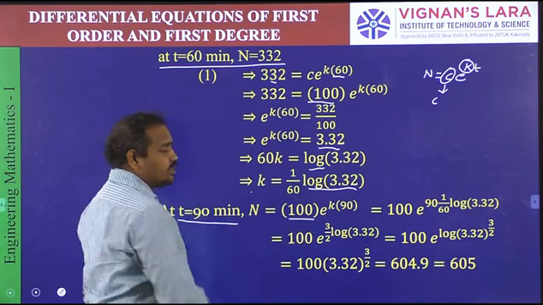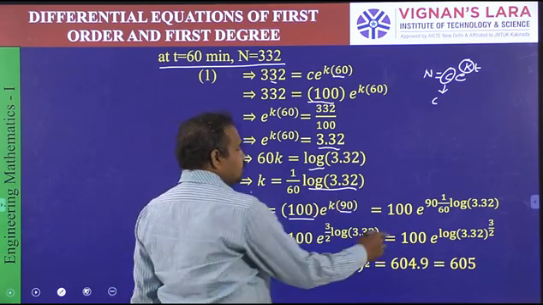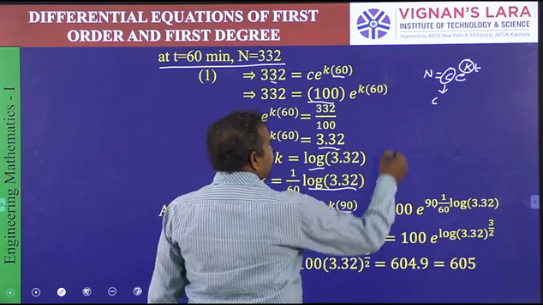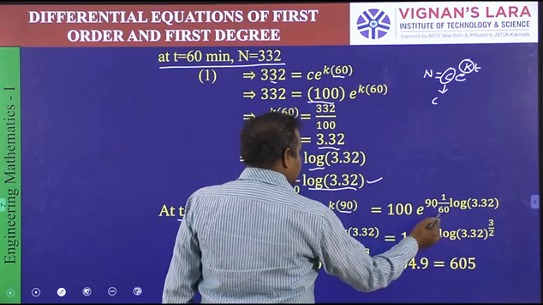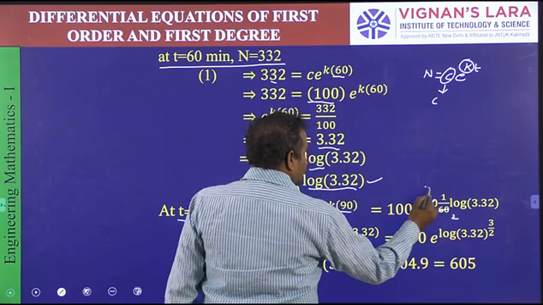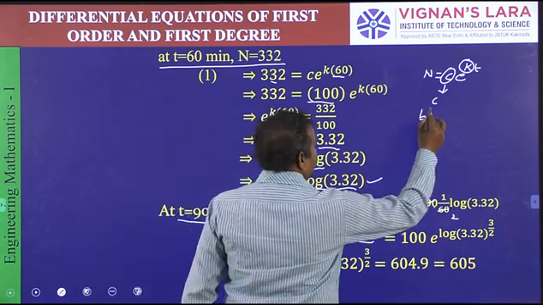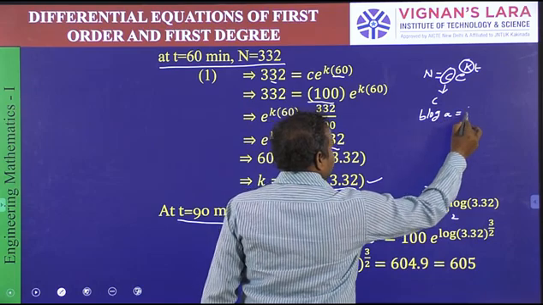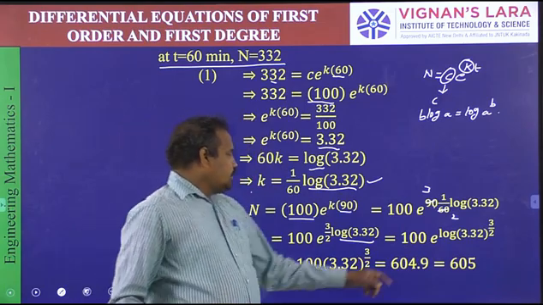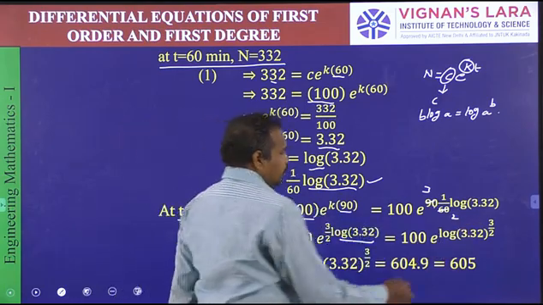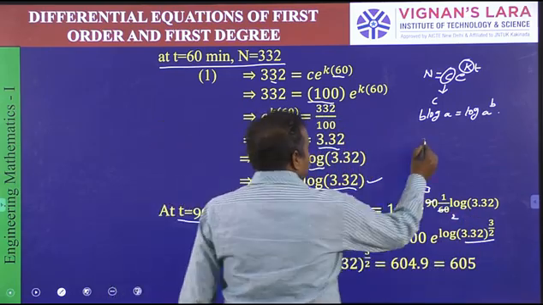N is equal to C value 100 into e power k into t value 90, which is equal to 100 into e power 90 into k. The k value is 1 by 16 into log of 3.32. Cancelling, we get e power 3 by 2 log of 3.32. We know the formula: p log A can be written as log A power p. So 100 into e power log of A power p, that means 3.32 whole power 3 by 2, which is equal to 100 into e power log x.